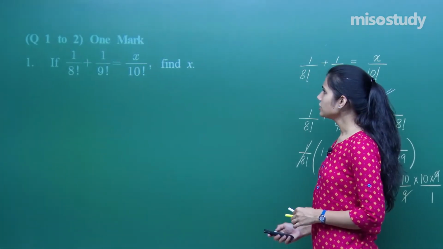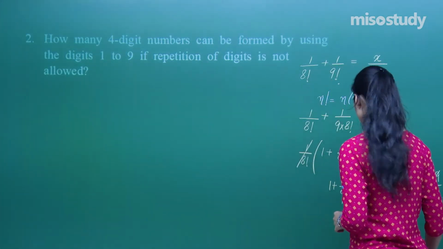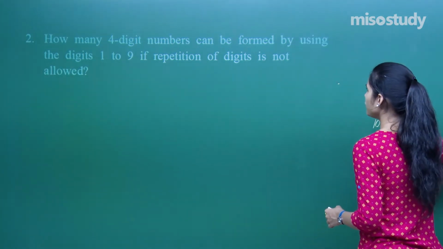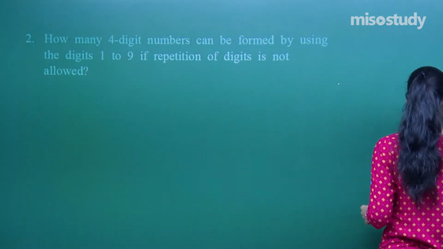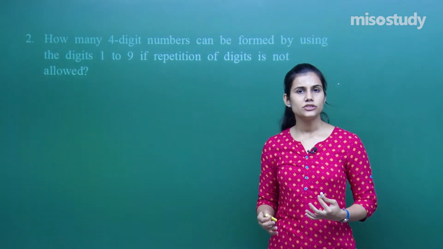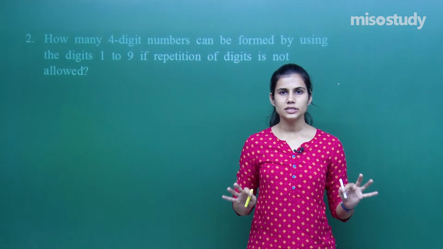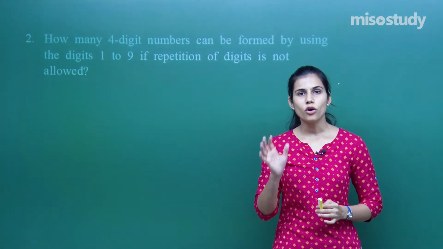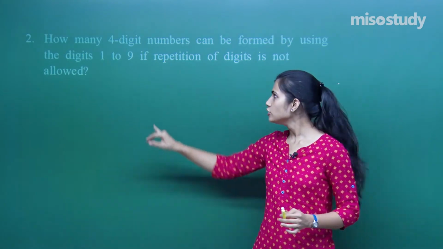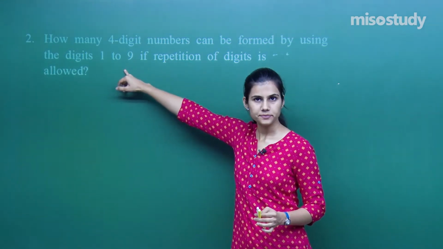Moving to the next question, it says, how many 4-digit numbers can be formed by using the digits from 1 to 9 if repetition of digits is not allowed? Now try to understand the question. It is giving you the digits from 1 to 9. There are 9 digits available with you, and you need to form all the 4-digit numbers where the 4 digits that you need to use should be the digits from 1 to 9.